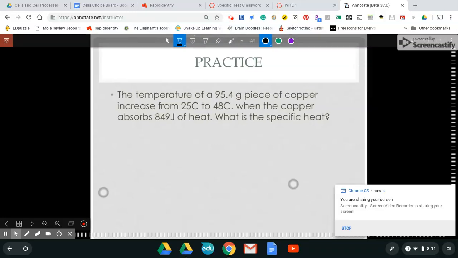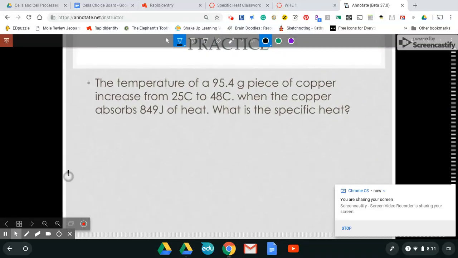Okay, when you're solving specific heat problems, the formula you're going to use is Q equals mc delta T. Q is always in joules, that is heat. m is the mass, which is in grams. C is the specific heat, and delta T is the change in temperature, which is from the previous slide. I'll show you all of this, okay?